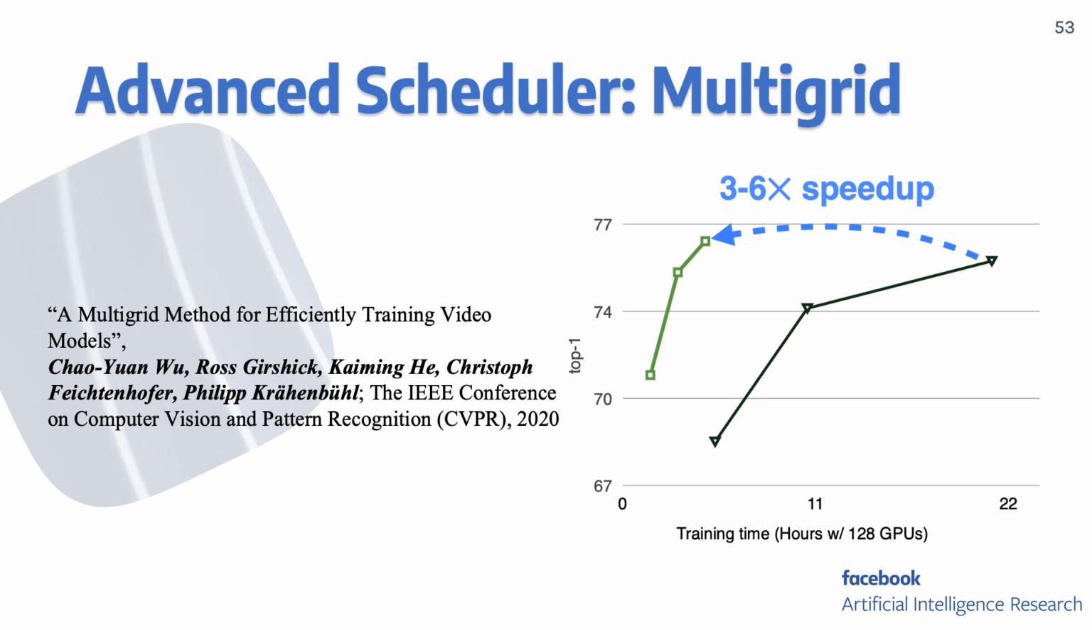By open sourcing the multigrid method as one of the major advanced schedulers in the PySlowFast codebase, we hope it can benefit the video community, especially people who do not have enough GPU resources for computing.